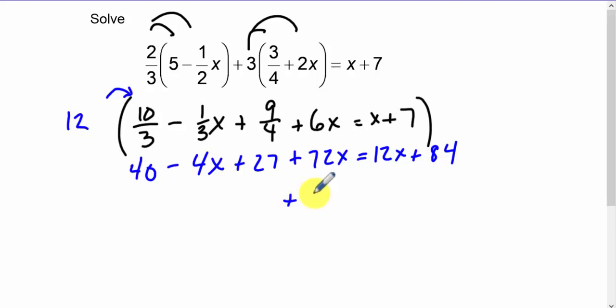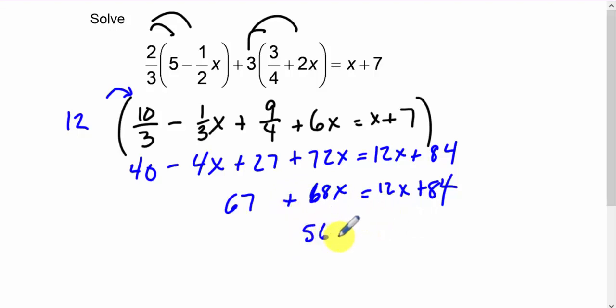I've got a 68x here, and I've got a 67 here. Keep the 12x plus 84 on the other side. And then I'm going to bring the 12x over by subtracting. I'll get a 56x. And then I will subtract the 67 from the 84 and get a 17. Whoops. 17. Divide by 56 to both sides and get 17 over 56. A little bit tough to check, but you could do it.